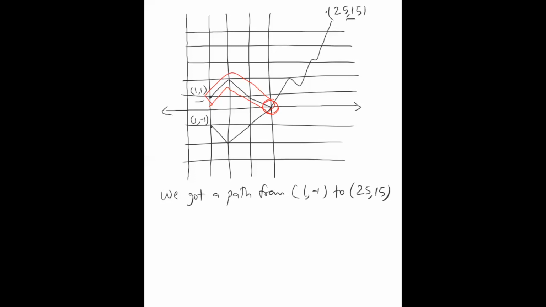And here is the other interesting thing. Suppose we have a path from 1 comma minus 1 to 25 comma 15. So I'll take a new page here because I want to draw another diagram. Okay, so I'm not going to draw the whole grid this time. So this is just the point 1 comma minus 1, and suppose we have a path from 1 comma minus 1 to 25 comma 15, which is somewhere here, right?